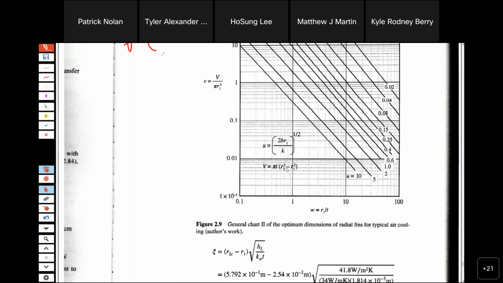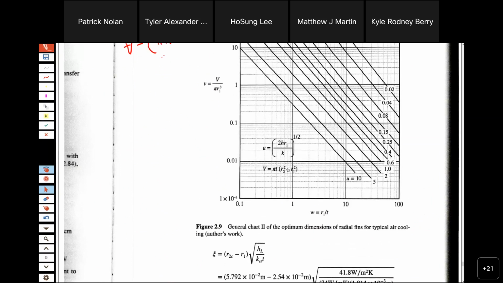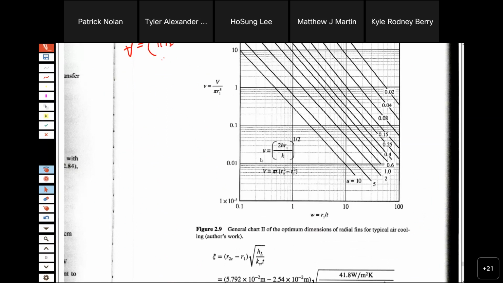I think you have to struggle a little bit using these two charts. Volume is given, so then could you find little v and V? Once you know the V, I think you can calculate the W. Once you have W, you can calculate the T. Yes, you can do it. Something like that.